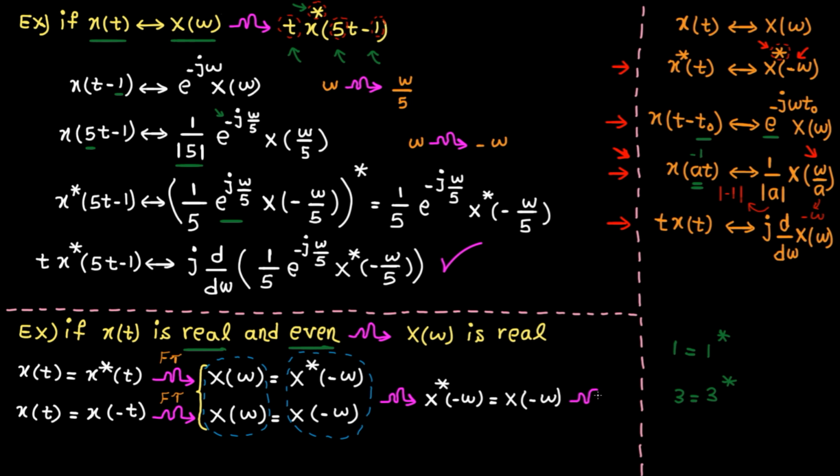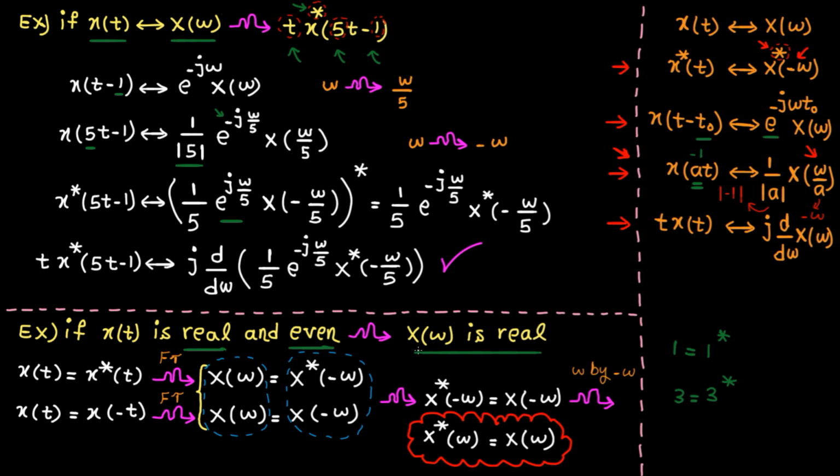To get rid of the negative sign in both arguments, let's replace omega by minus omega. Here we go. Now look at this equation carefully. X omega conjugate is equal to x omega. This tells me x omega must be real, as the conjugate has no impact on the signal. Done.